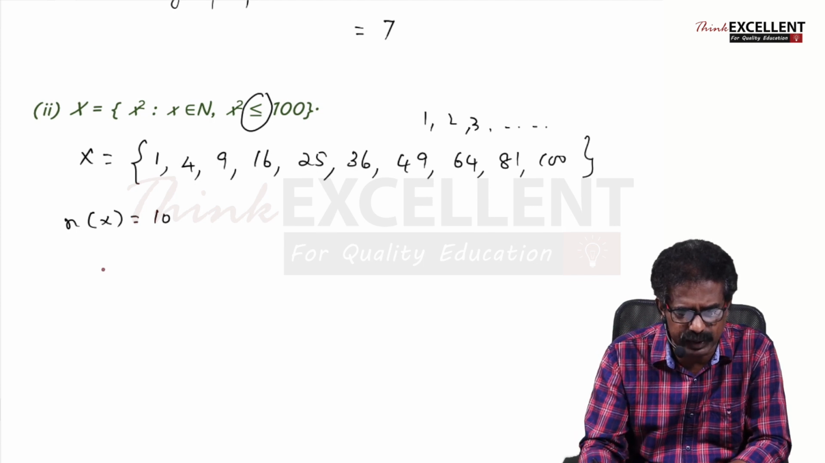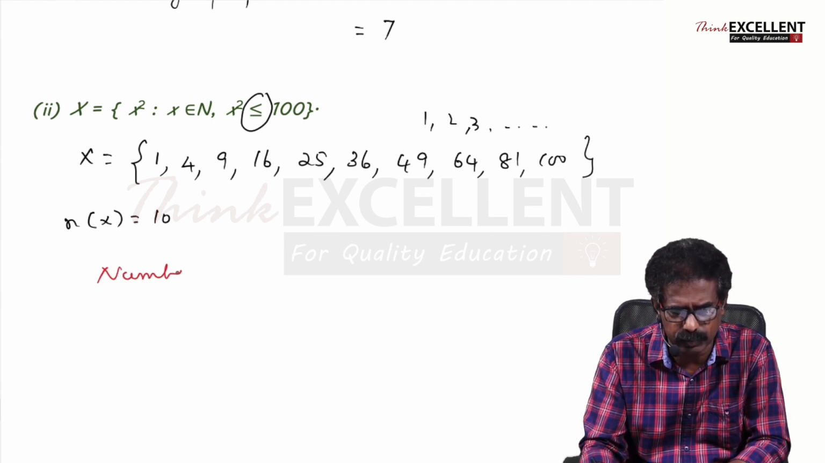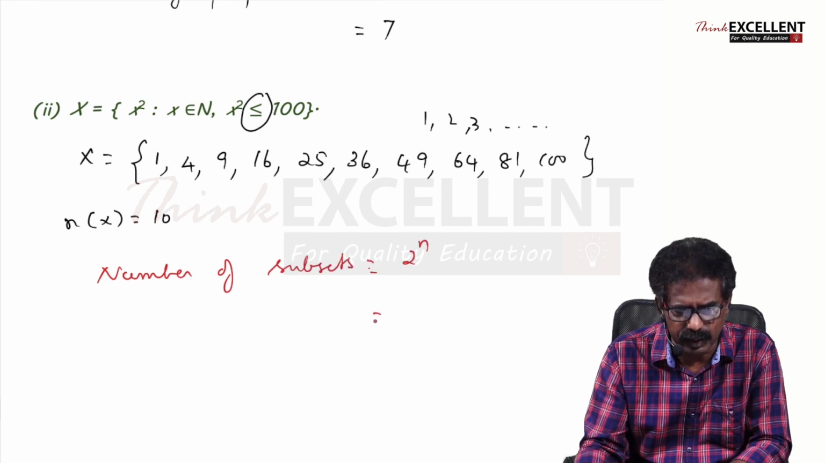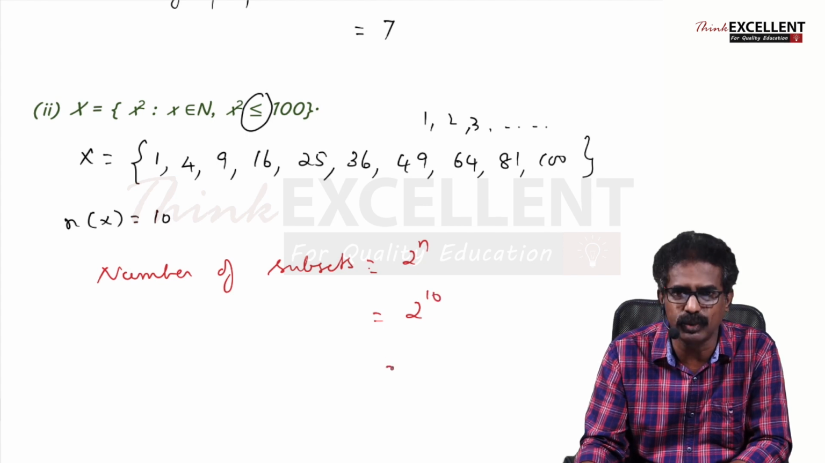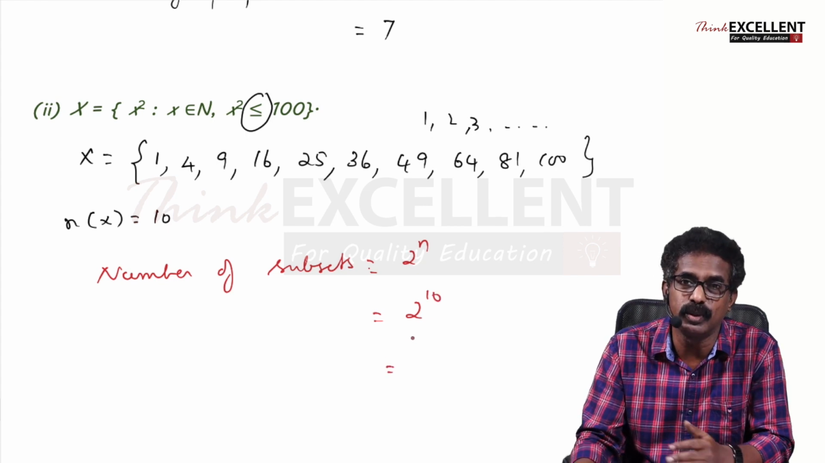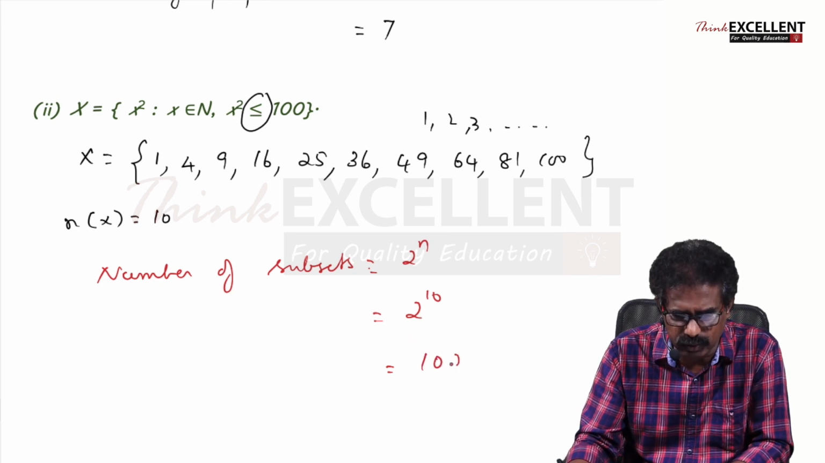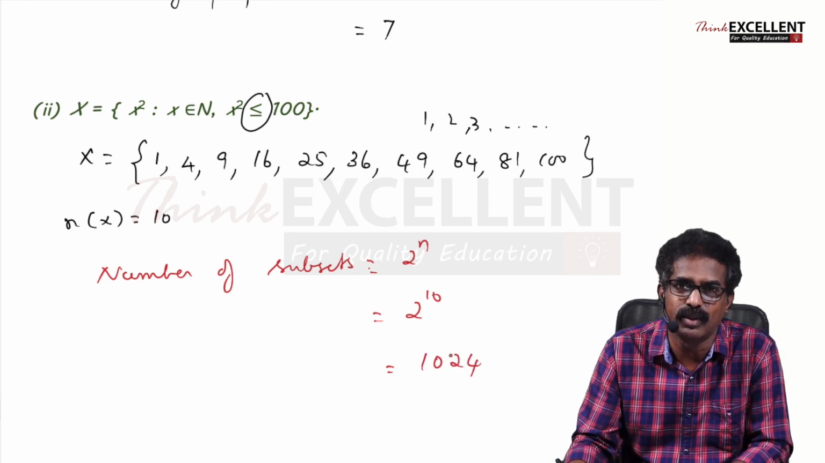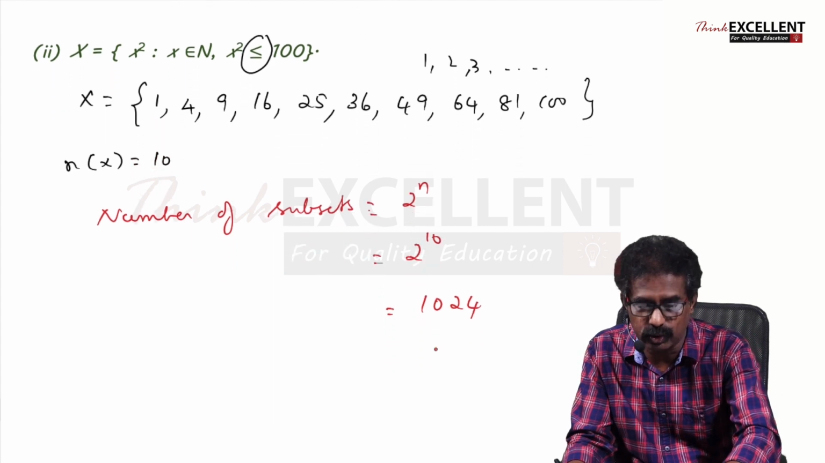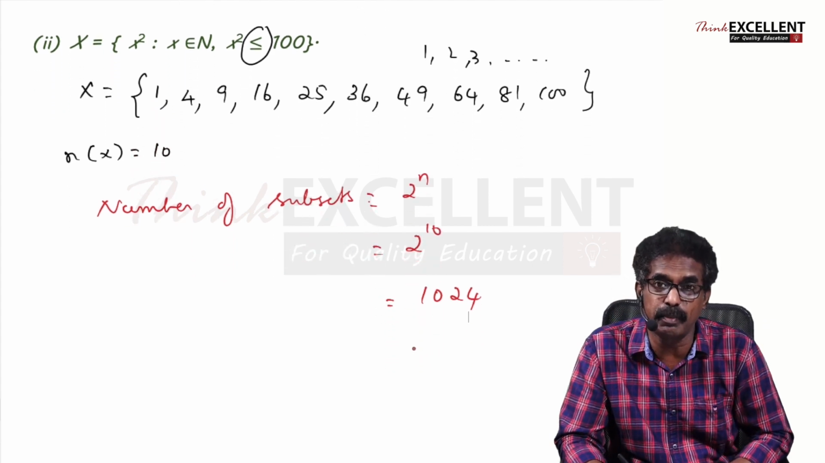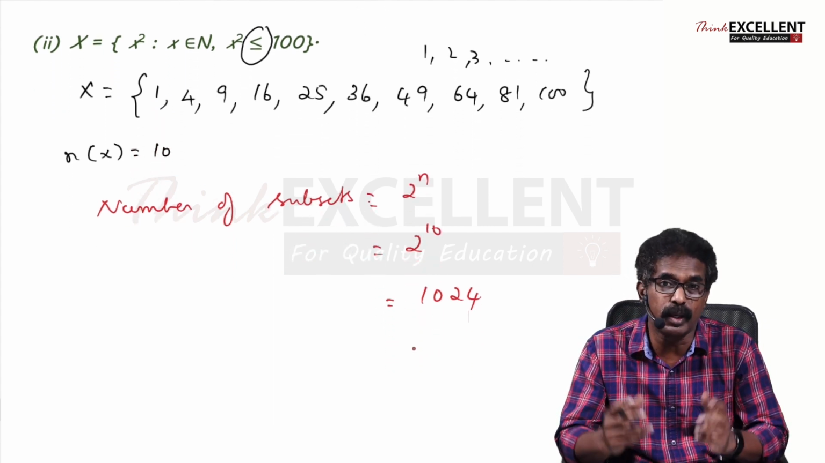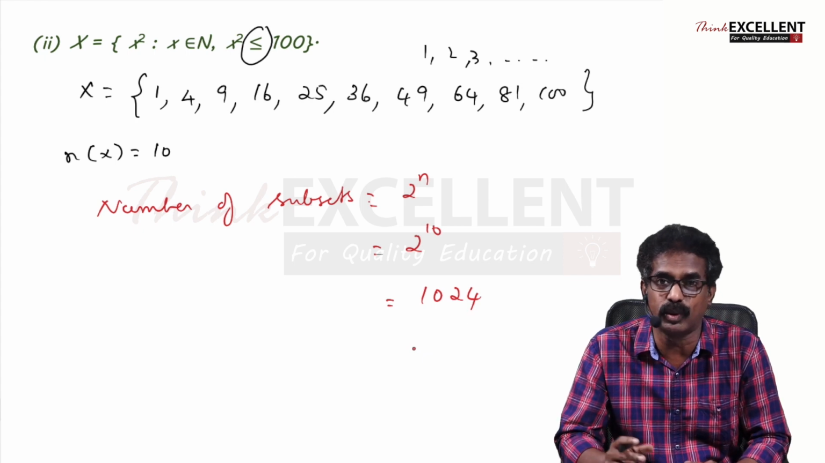So number of subsets equal to 2 raised to n. That is 2 raised to 10. You know what is 2 raised to 10? 2 into 2 into 2, 10 times. After the class, you work it out, okay? 1024 you'll get. Don't use a calculator. You keep on multiplying and check it, okay? 1024, try to remember this number, 2 raised to 10. It will come quite often. 2 raised to 10, 1024, okay?